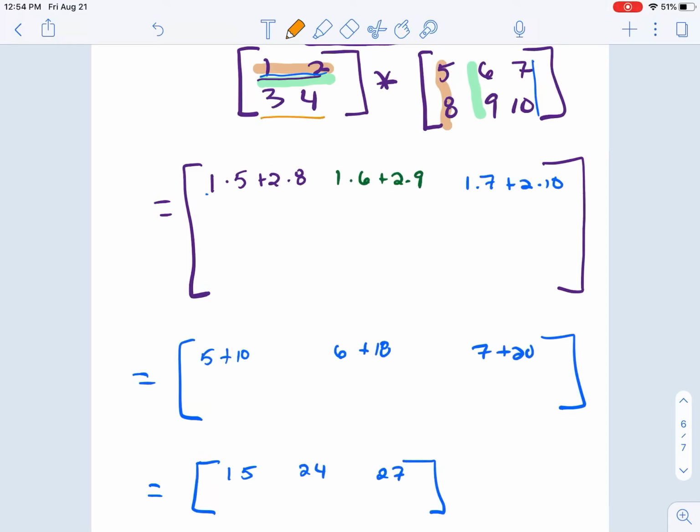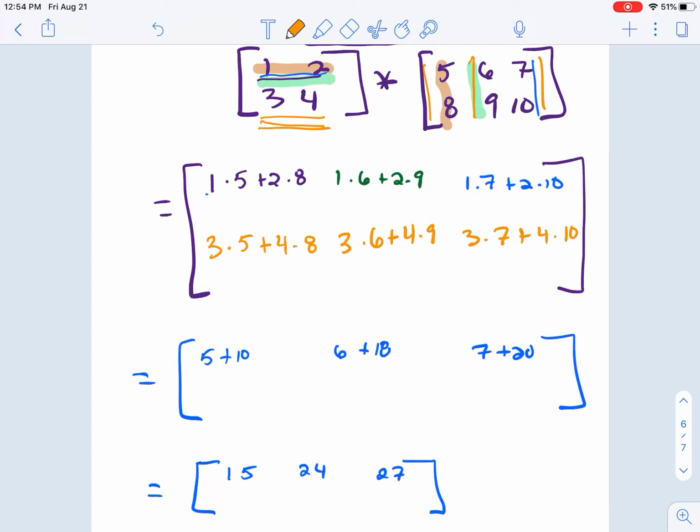So now I need to take 3, 4 and do this. So I have 3 times 5 plus 4 times 8. Then I have to do 3, 4 times the next column: 3 times 6 plus 4 times 9. Then I have to do this row with this column. So 3 times 7 plus 4 times 10.